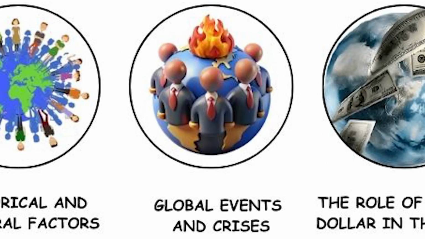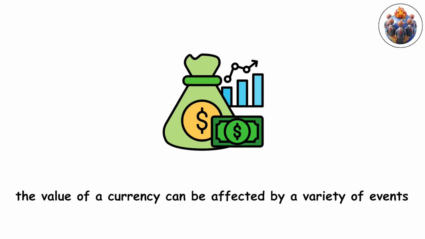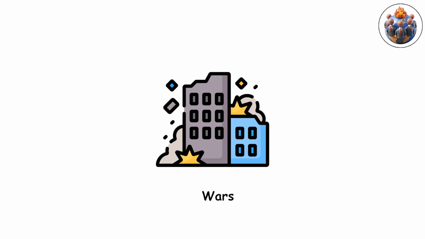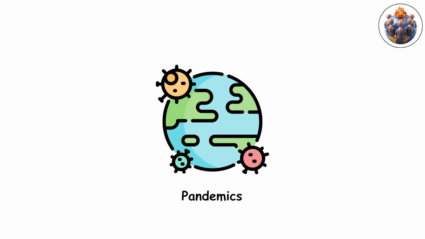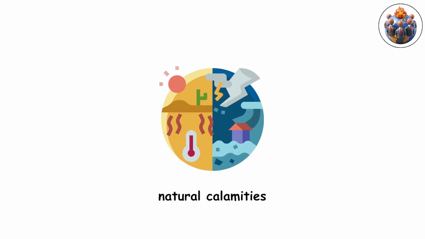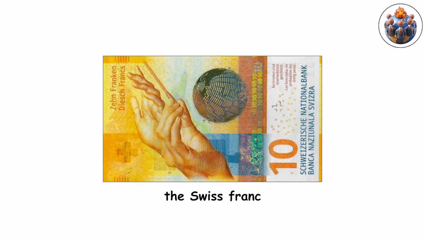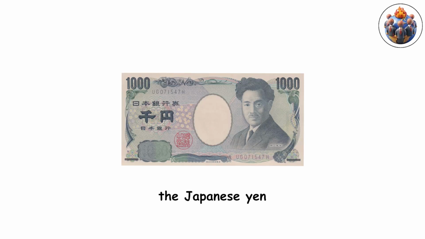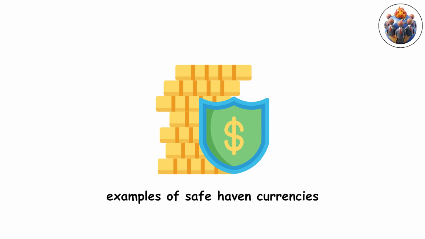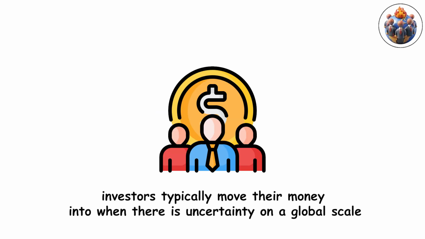Global events and crises. Overnight, the value of a currency can be affected by a variety of events, including wars, pandemics, political turmoil, and natural calamities. The United States dollar, the Swiss franc, and the Japanese yen are examples of safe haven currencies that investors typically move their money into when there is uncertainty on a global scale.